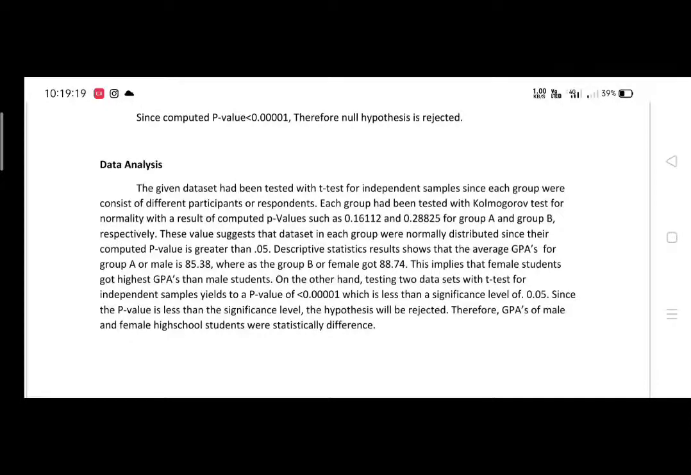Descriptive statistics result shows that the average GPA for group A or male is 85.38, whereas the group B or female got 88.74. This implies that female students get the highest GPAs than male students.